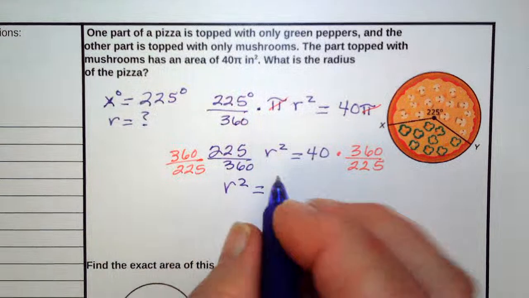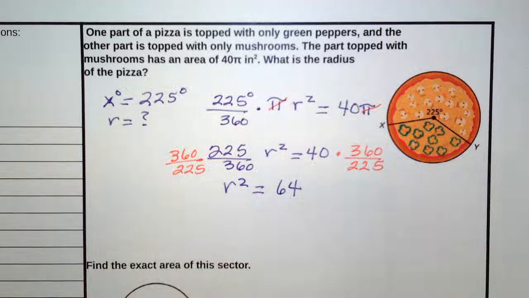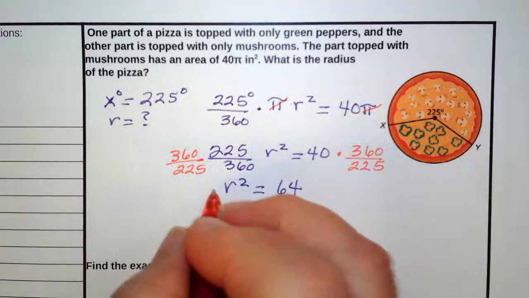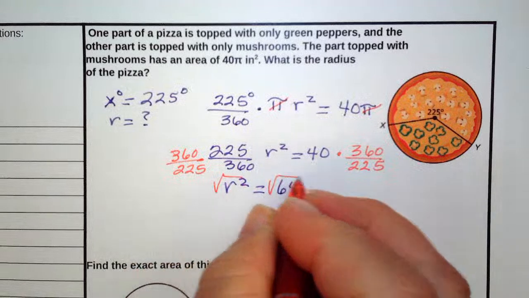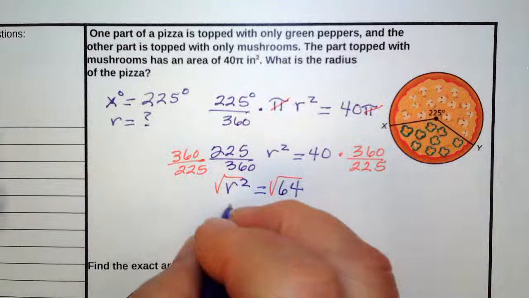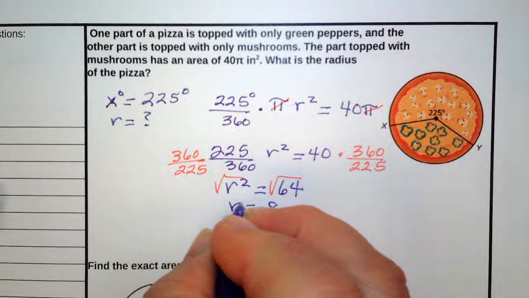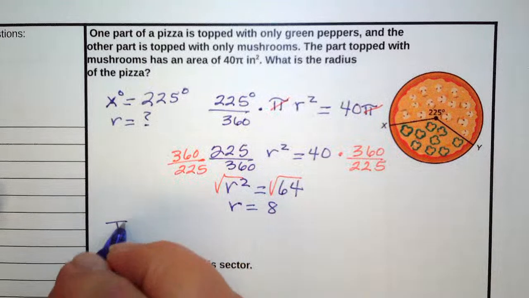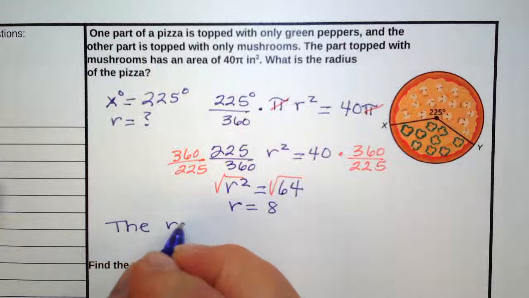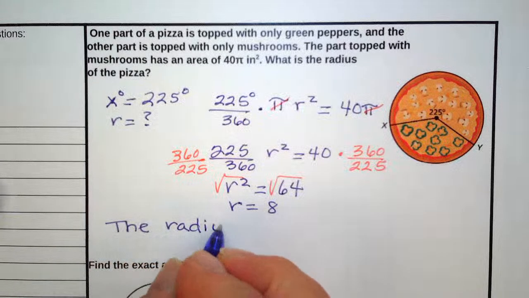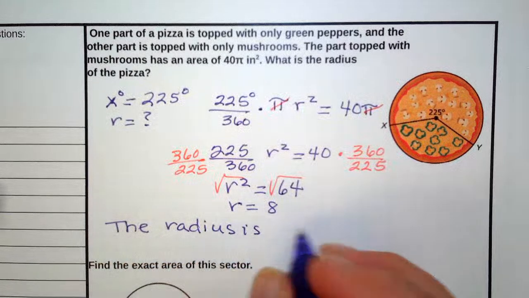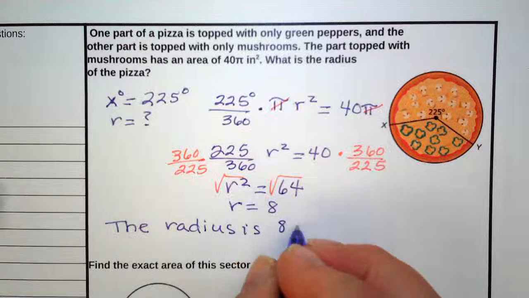So my radius squared is equal to 64. Square root both sides. And r is equal to 8. The radius is 8 inches.